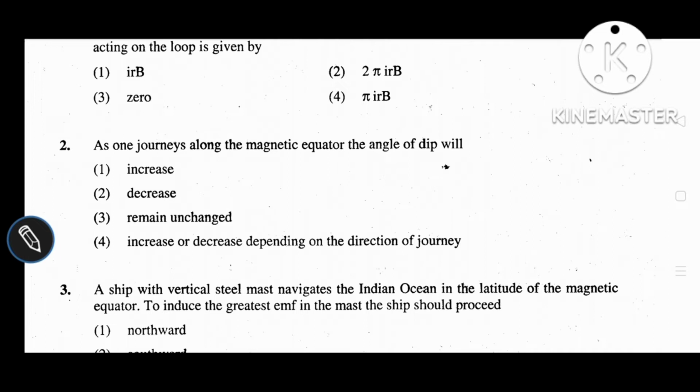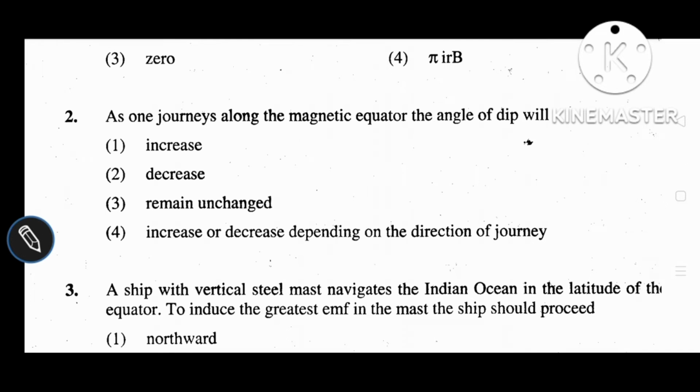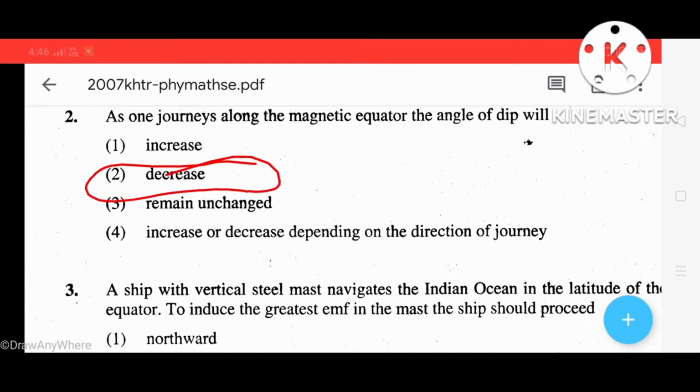As one journeys along the magnetic equator, the angle of dip will increase, decrease, remain unchanged, or increase or decrease depending on the direction of the journey. What happens? When one journeys along the magnetic equator, the angle of dip will always be equal to 0. Always being equal to 0 means it always decreases. The value always decreases.